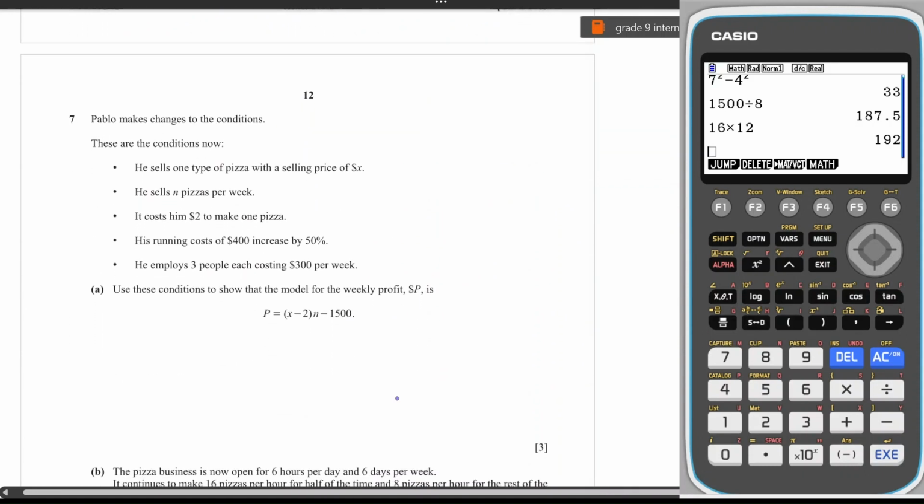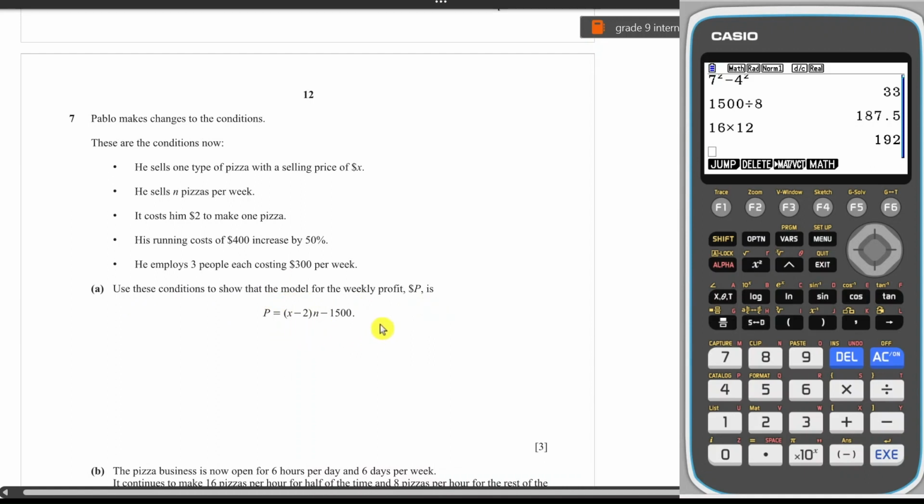Okay, next, he makes changes to the conditions. These are the new conditions now. He sells one type of pizza with a selling price of X dollars. He sells N pizzas per week, costing $2 to make one pizza. His running costs of $400 increased by 50%. He employs 3 people, each costing $300 per week. Use these conditions to show that the model for the weekly profit is this.